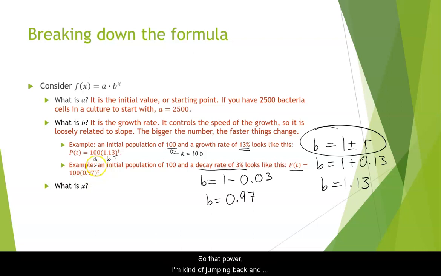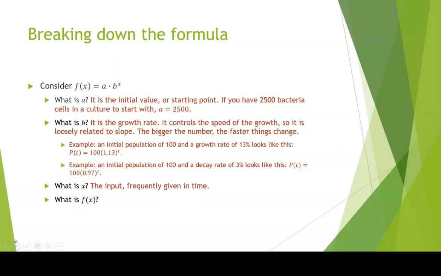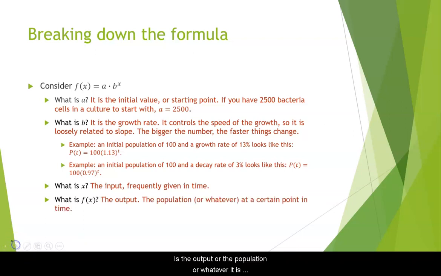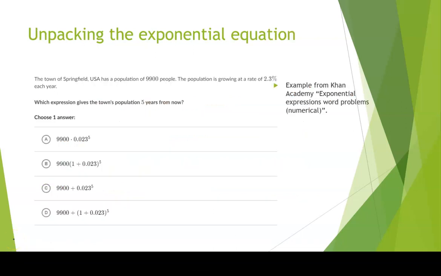So this power, I'm kind of jumping back and forth between it being t versus it being x. This value is just the input, and it's frequently given in time, but not always. F of x equals the output, or the population, or whatever it is you're looking at a certain point in time. Let's do a few problems.